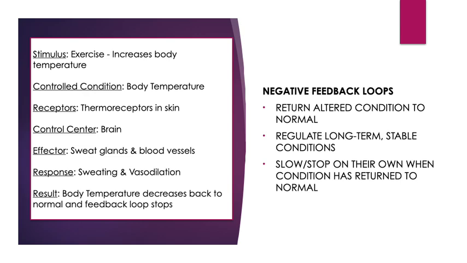Our brain is also going to send a signal out to our blood vessels as an effector and cause them to vasodilate, which means get larger. This is going to help send more blood to the surface of the skin, allowing that heat to dissipate off of our skin. As a result of the sweat glands and blood vessels working together, our body temperature should decrease back to normal, and it should stop or turn off this feedback loop.